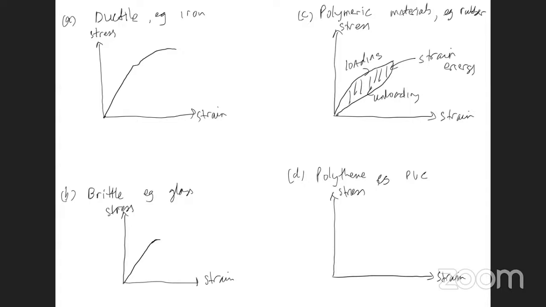And last one, PVC or plastic. How do you think it'll look? Would it go back to the original? No. It'll go back to some value later on, right? So it might be shaped like this when it loads, and then when it unloads, it goes lower down. This is loading, and this is unloading. Because it's polythene, it undergoes a large plastic deformation.